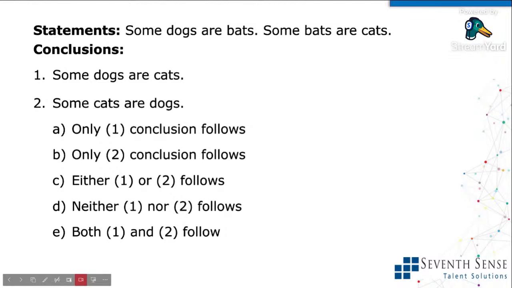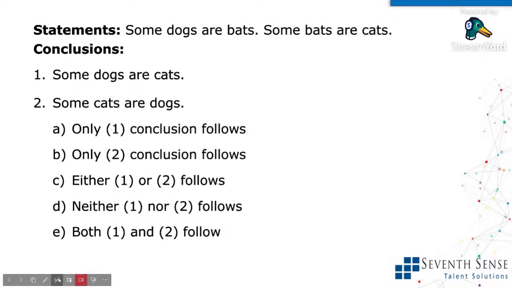Okay. Very good, guys. So let us try to answer this. First thing is some dogs are bats. So this will be my dog and this will be my bats. Some bats are cats. I would like to take one more intersection over here and name it as C. Now my conclusion: some dogs are cats.